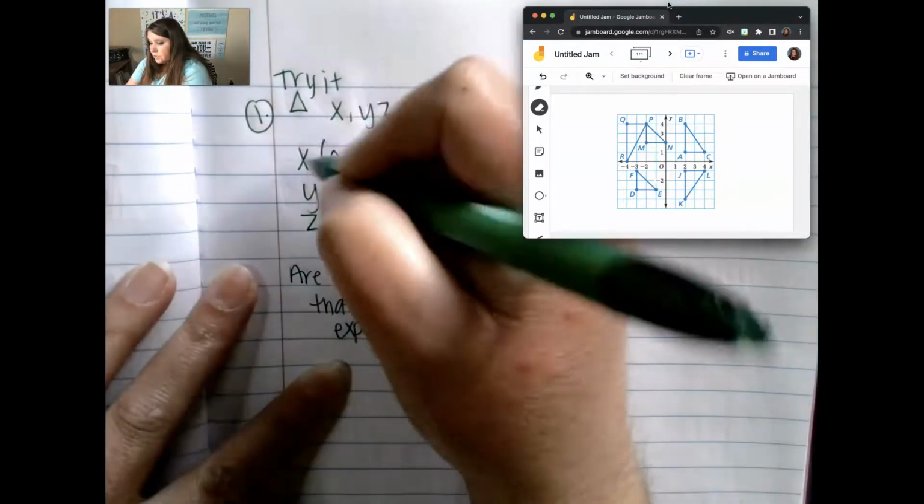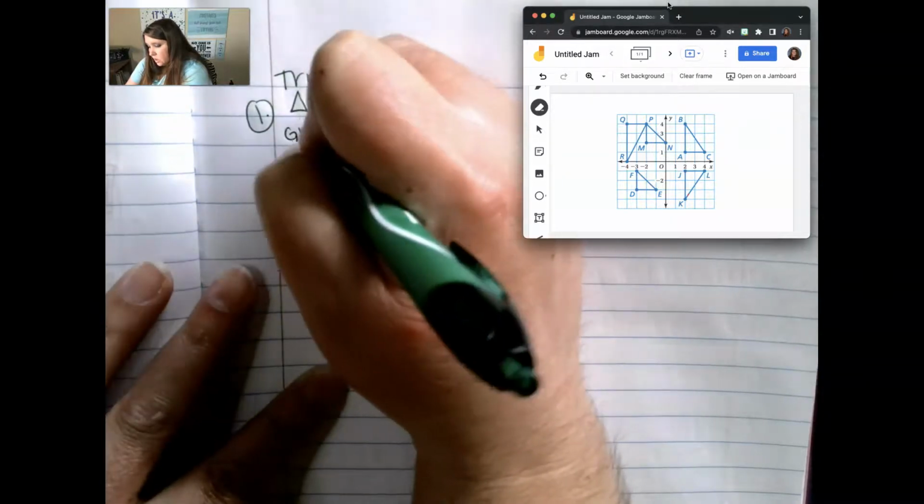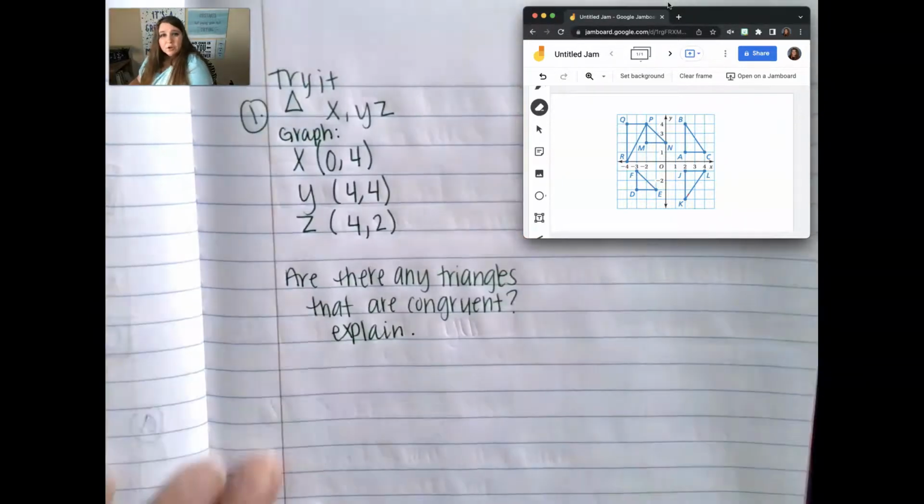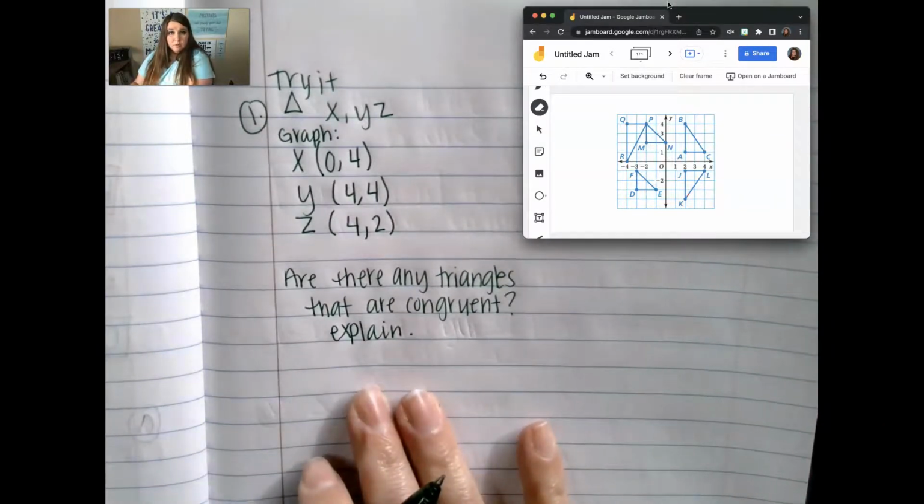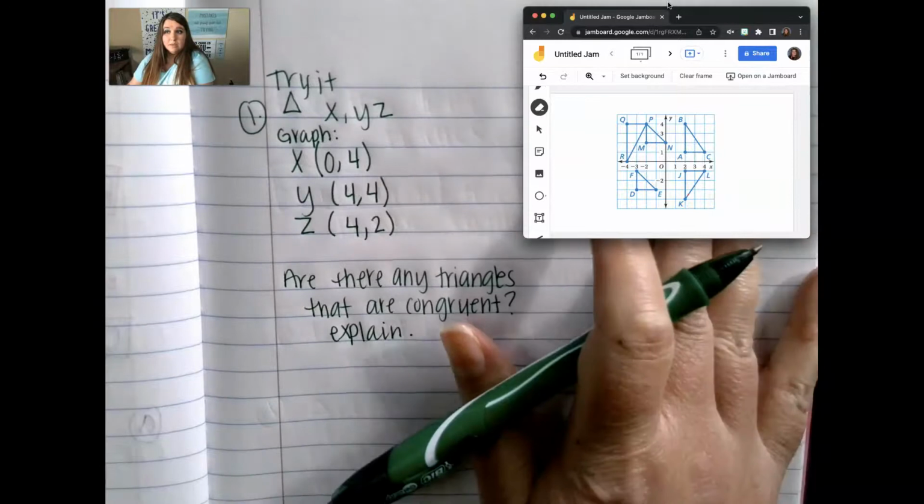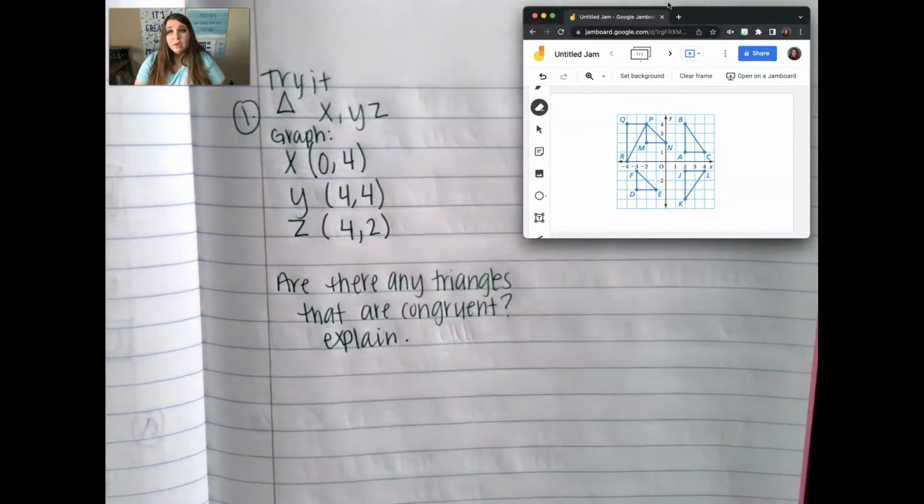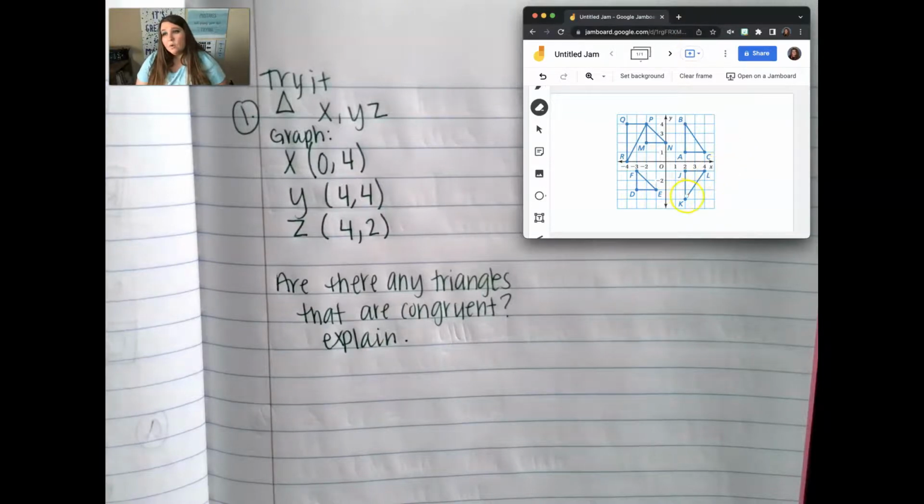All right, so first you're going to need to graph this triangle, and then you're going to need to tell me, are there any congruent figures in this graph over here? Okay, so go ahead and hit pause right now so you don't hear me explaining, and then when you are ready to check your answers, come on back, hit play, and then we will go from there.